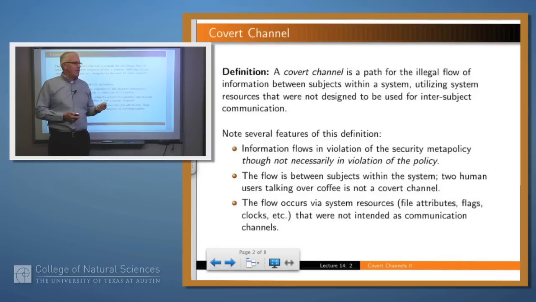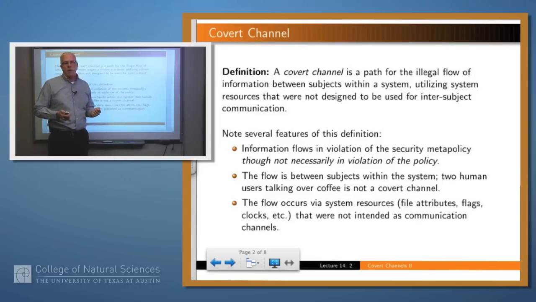So, first of all, information flows within the system in violation of the meta-policy, though not necessarily in violation of the policy. We argued last time that we could have a system which satisfied Bell and LaPadula, which was the policy, and yet there were flows which were in violation of the meta-policy. There was a flow of one bit of information from high to low, and that was the problem.